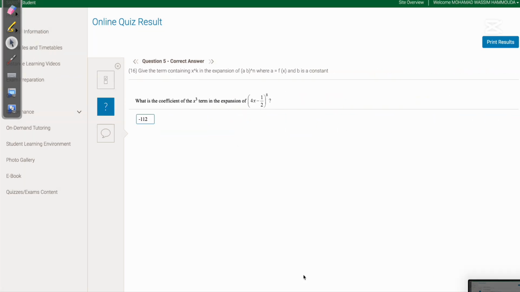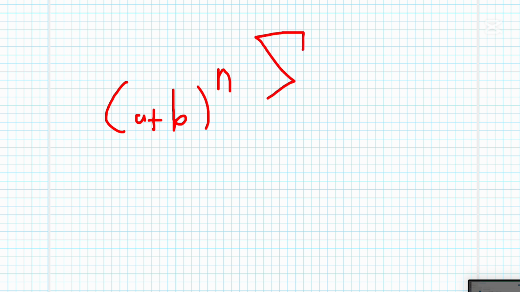Number 5. For this question, we're going to use the binomial rule. We use it when we have (a plus b) to the power of n, let's say. And we will do a summation. n will be the power, which would be the one at the top of the summation. Down, let's say we have a counter k, and then we would have a times n minus k.